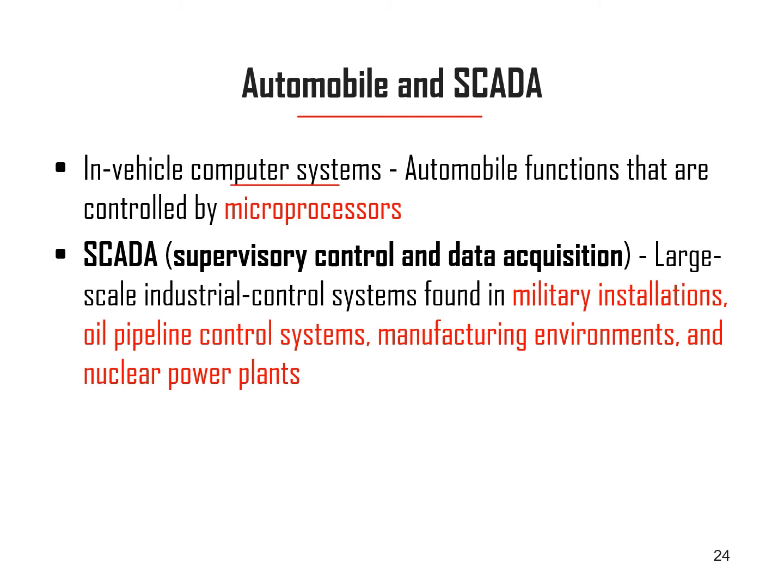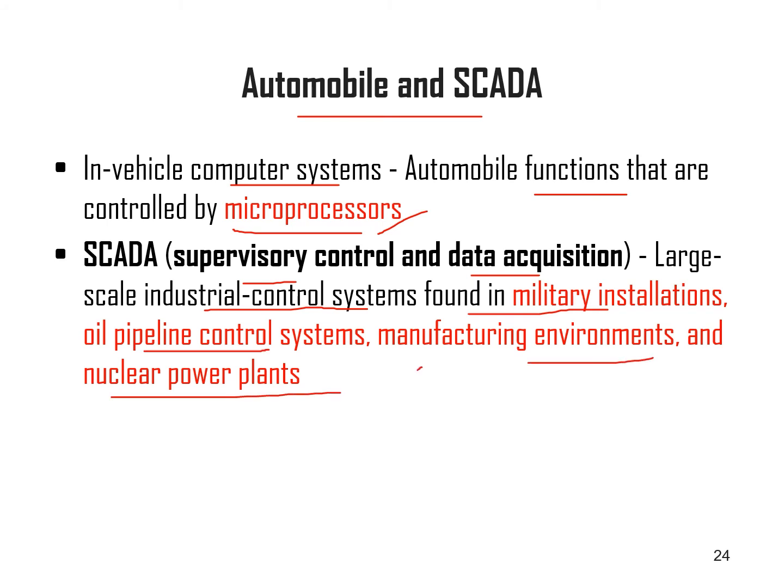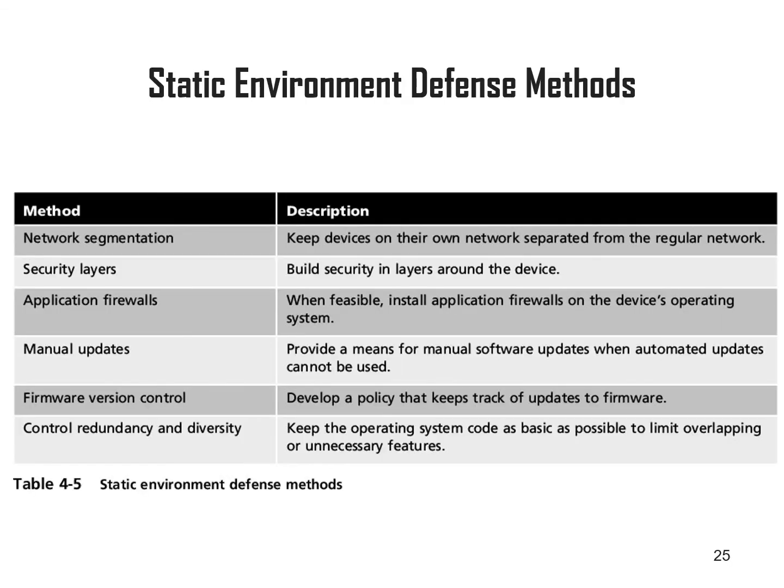In a vehicle computer system, automobile functions are controlled by microprocessors, you know, right? SCADA is nothing but the supervisory control and data acquisition element, large scale industrial control systems found in military installations, oil pipeline control systems, manufacturing environments, and nuclear power plants. So it has its own vulnerability that has been exploited periodically. So what are all the static environment defense methods we can give?